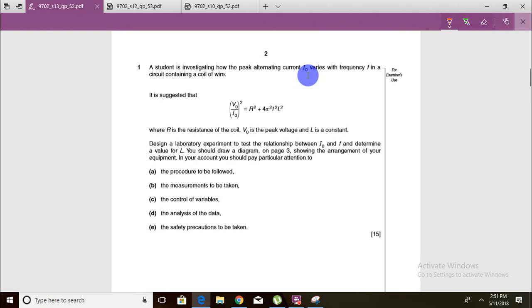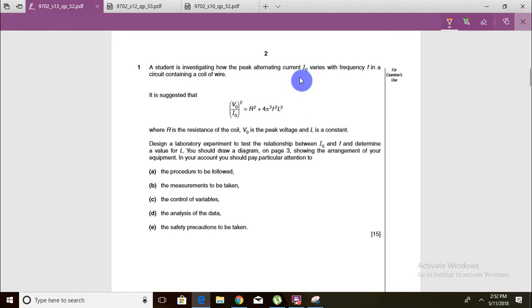The independent variable is the one that you're going to change in order to observe a change in some other variable. So in this particular scenario, it's going to be the frequency of the alternating current. And what is the dependent variable? It's going to be the peak current value. What about the constant variable?